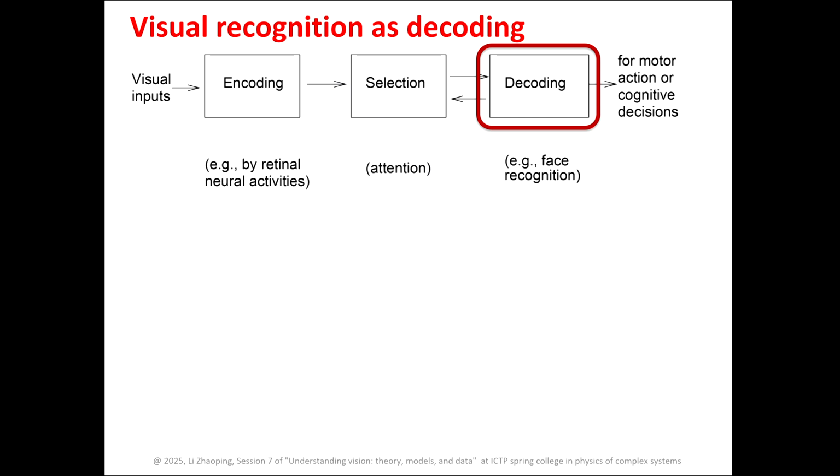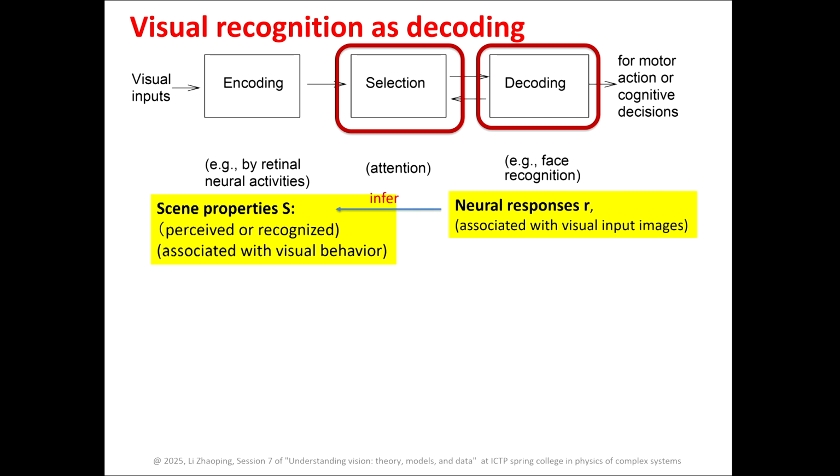So it's after visual inputs are sampled, represented in neural responses, and after a fraction of these inputs is attentionally selected for further processing. It infers the properties S of a visual scene from neural responses R. The inferred properties of the visual inputs are therefore perceived. Among the three stages of vision in the brain, decoding is the least known and least understood, particularly in terms of linking neural responses to visual behavior.